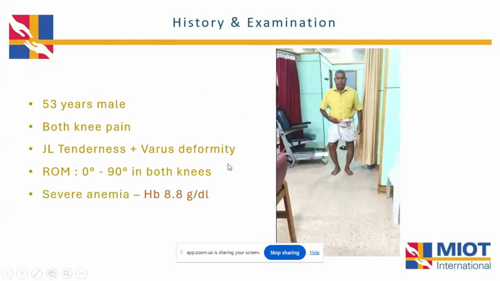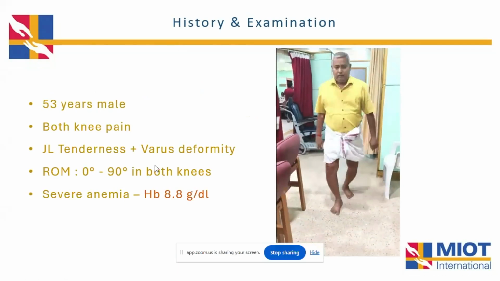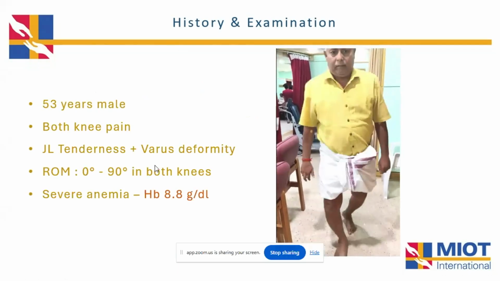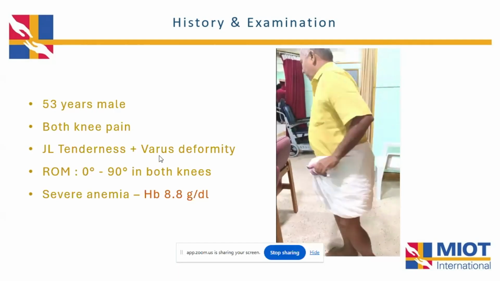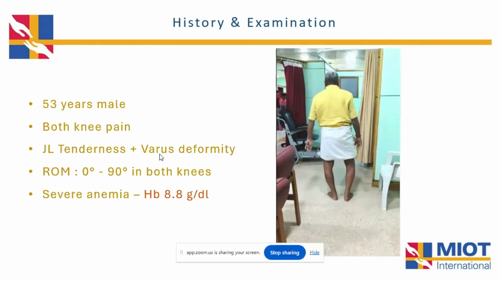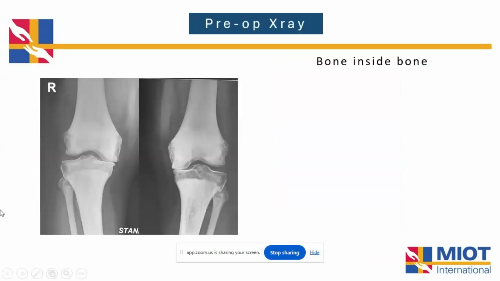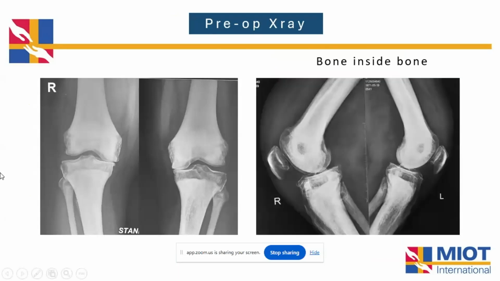This was his clinical video before surgery. So, varus deformity, middle age, well built. So that is the X-ray picture, AP and lateral.